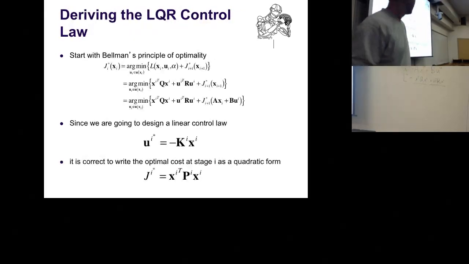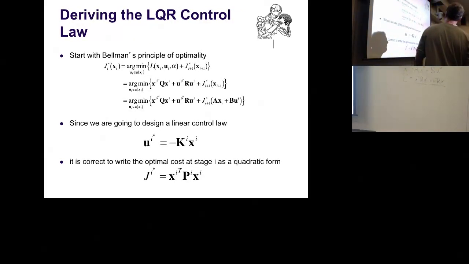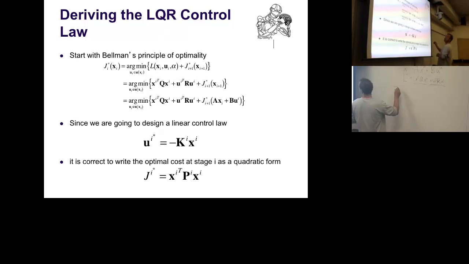Brilliant. Cool. So we need to basically start with Bellman's principle of optimality and work our way through that. So we have J star equals argmin of L at time i plus J i plus 1 of x i plus 1. Is that the right way of writing it? Good.